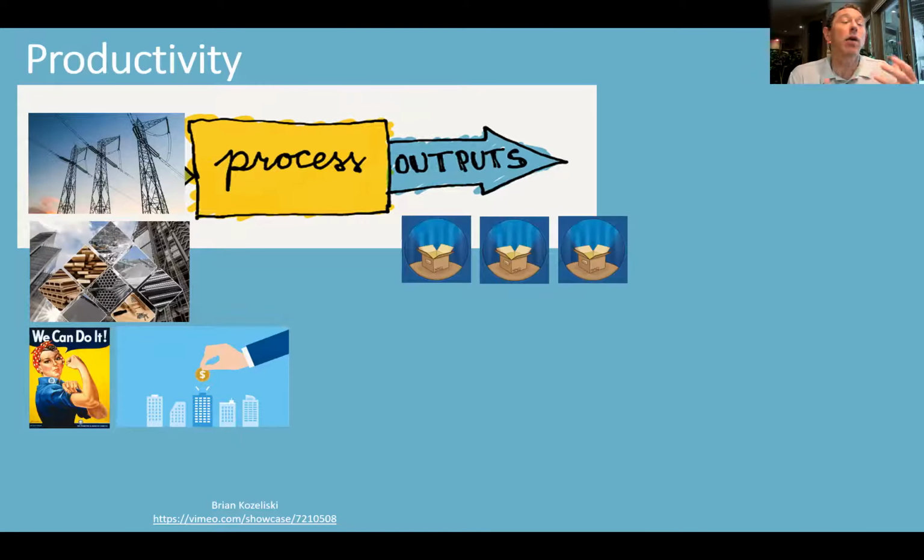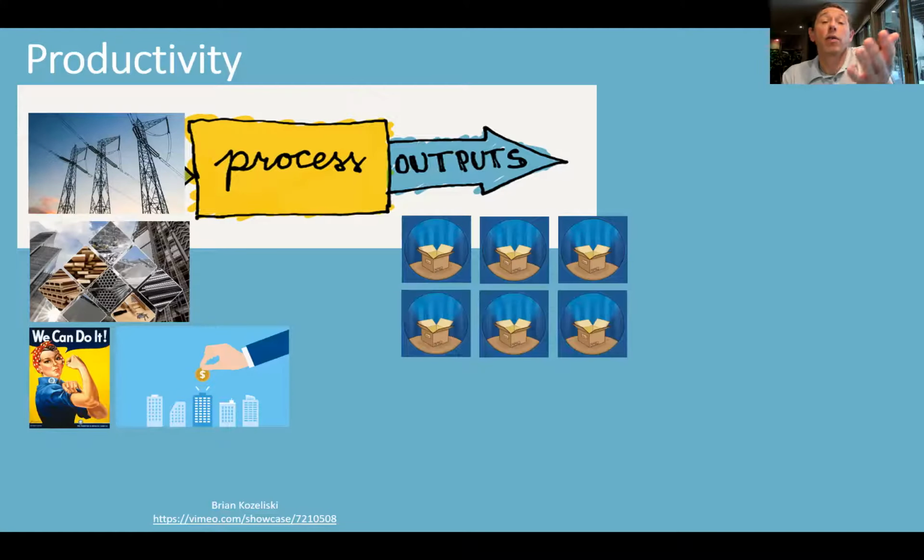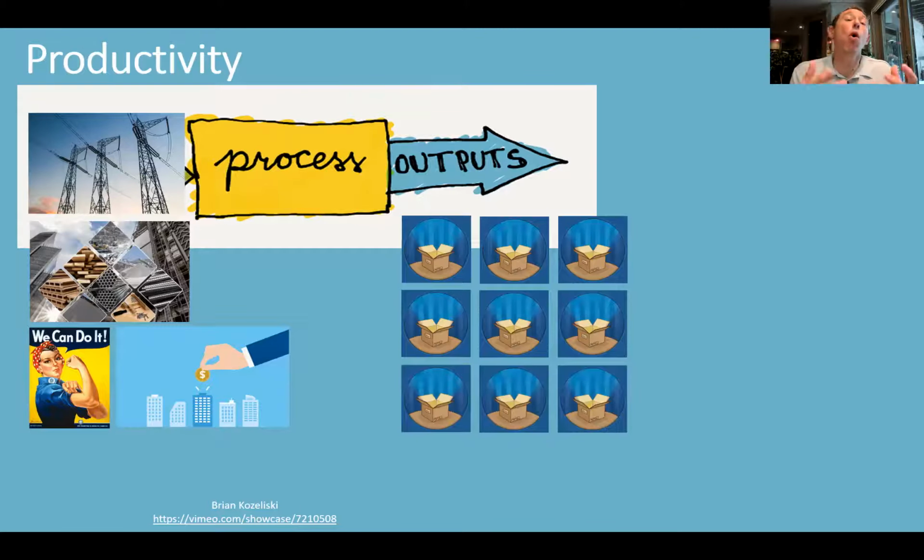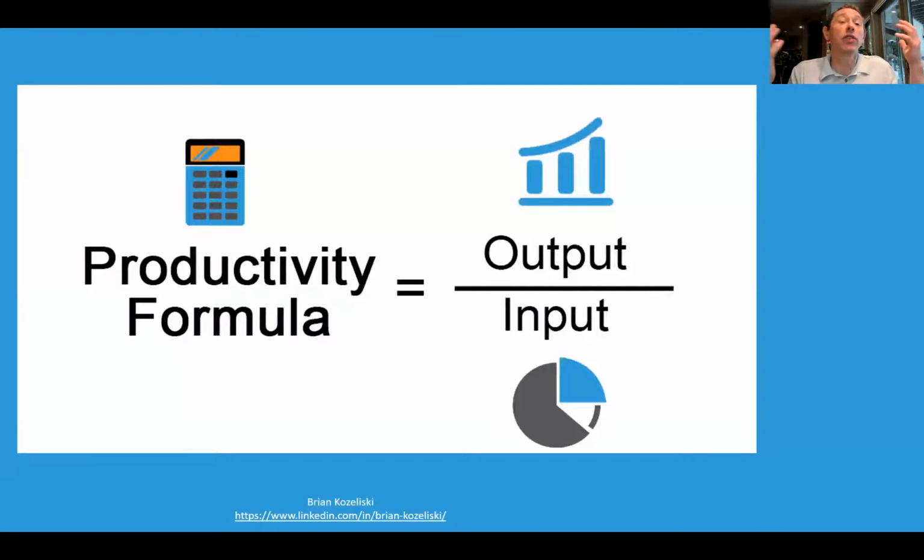So this would be, given those inputs, I'm able to create three of these products, or maybe given the same inputs, I'm able to create six of these objects, or nine. So obviously, the more the output is, the better things seem to be, right? So that's what we're talking about in terms of productivity. In fact, you can just think of productivity as a simple formula, right? The output to the input, right? So the more output you have given the same amount of input, or the smaller the input given a set output, the better, right? That's all we're talking about here.